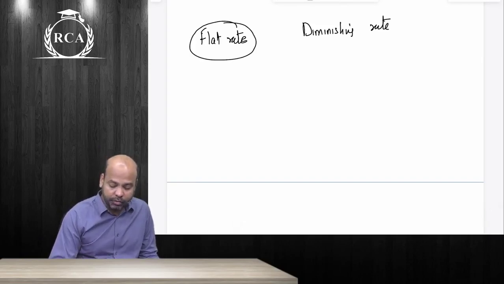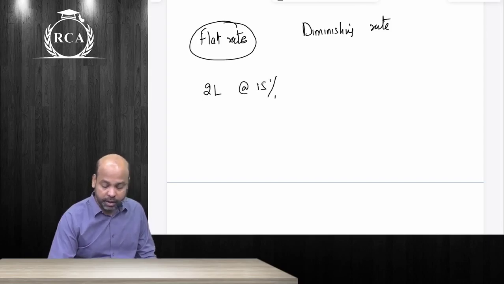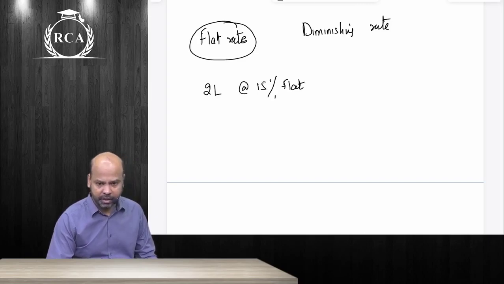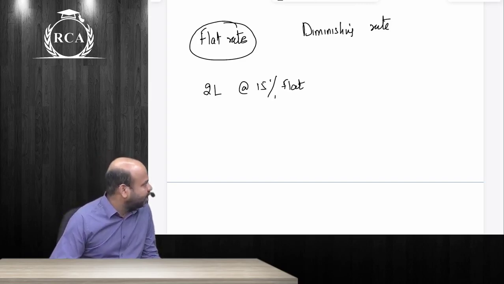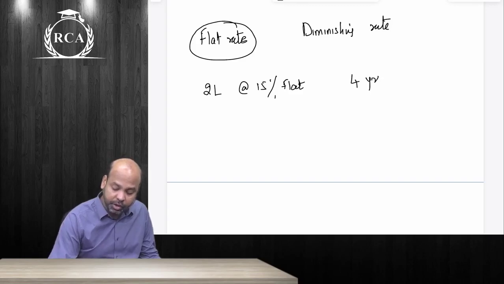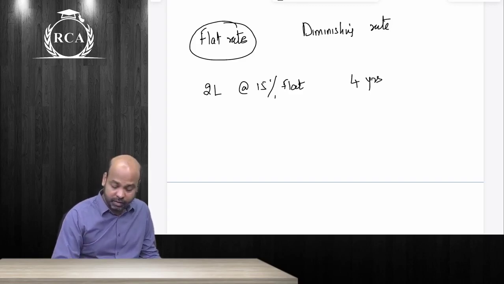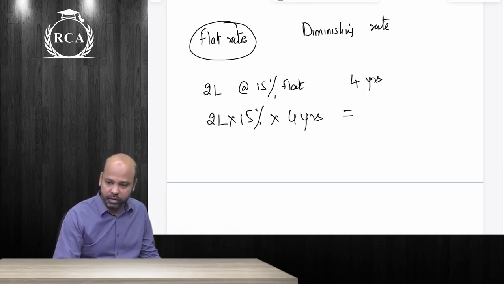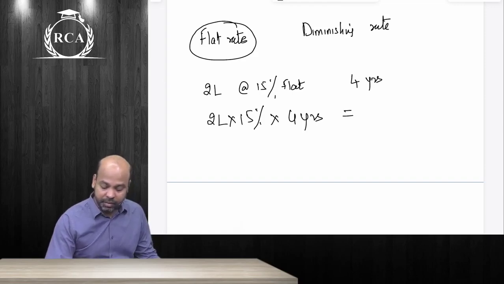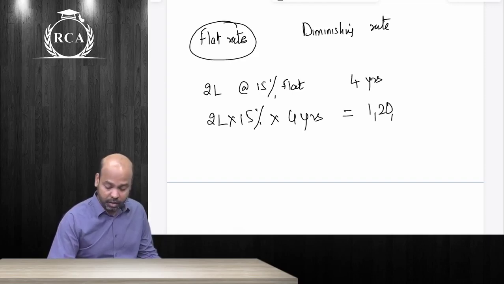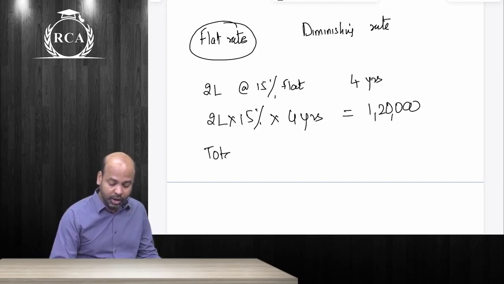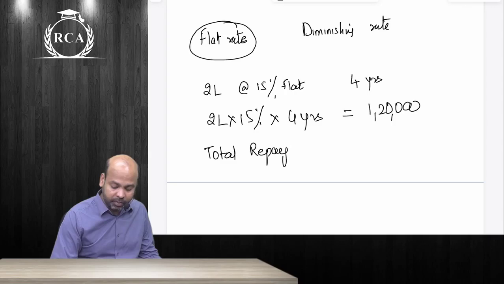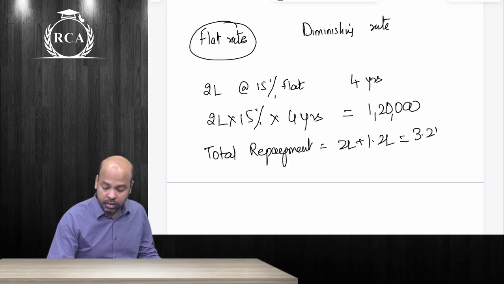Imagine that I take a loan of 2 lakh rupees at an interest rate of 15%, and then they mention that it is flat. 2 lakh rupees at the rate of 15%, say for a span of 4 years. How do they calculate interest? 2 lakhs multiplied by 15% multiplied by 4 years will be 1 lakh 20,000. They'll say your total repayment should be 2 lakhs plus 1 lakh 20,000. Total amount 3 lakh 20.